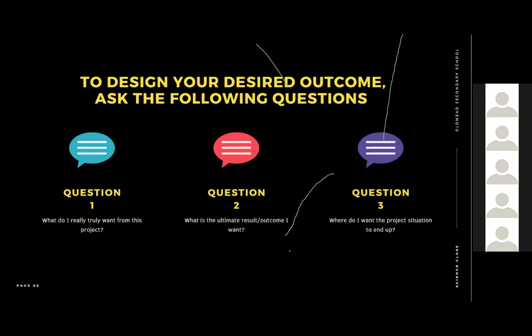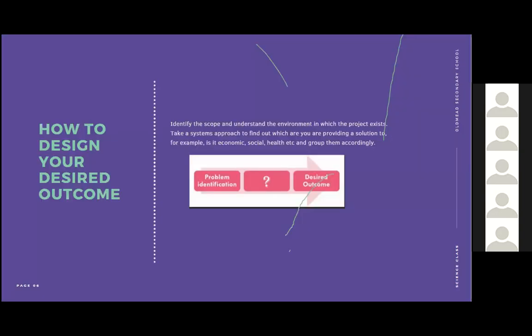And then where do I want the project to end up? Where do I see a Kenya where even schools in the rural areas of Kenya will have access to proper toilets? So be as clear as you can. And then how to design your desired outcome? Identify the scope and understand the environment in which the project exists. For me, for example, it's very specific. I'm targeting schools, and I've narrowed it down to specific schools. Like, I want to start this project in Western Kenya.